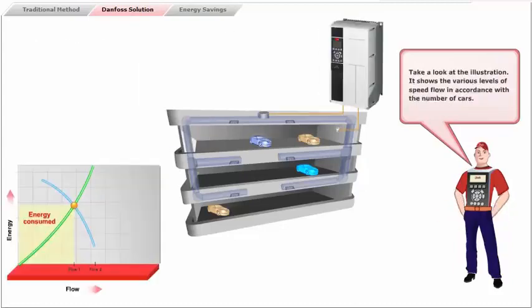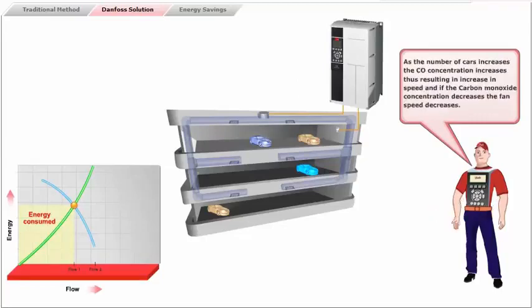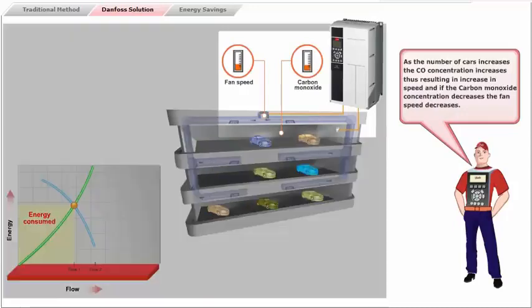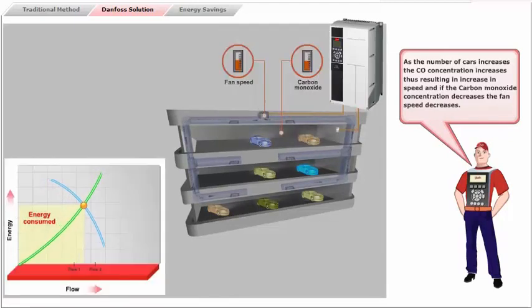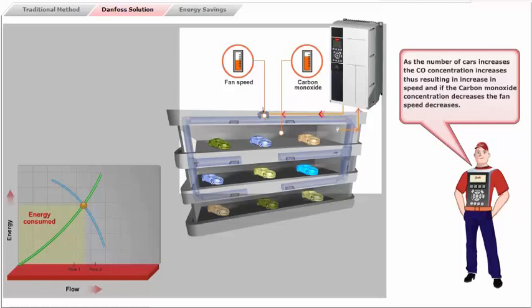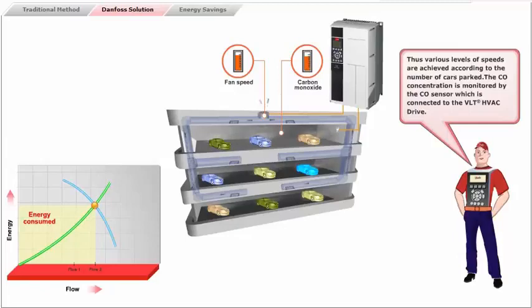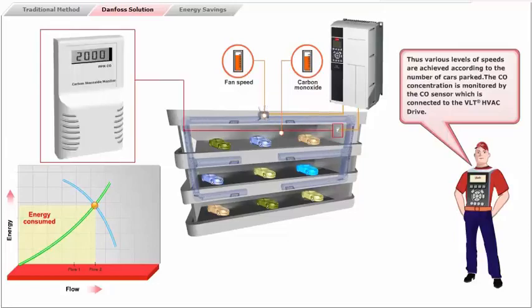Take a look at the illustration. It shows the various levels of speed and flow in accordance with the number of cars. As the number of cars increases, the carbon monoxide concentration increases, thus resulting in an increase in speed, and if the carbon monoxide concentration decreases, the fan speed decreases. Thus various levels of speeds are achieved according to the number of cars parked. The carbon monoxide concentration is monitored by the carbon monoxide sensor, which is connected to the VLT HVAC drive.